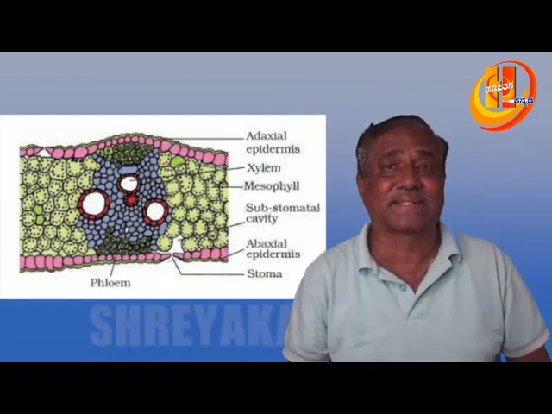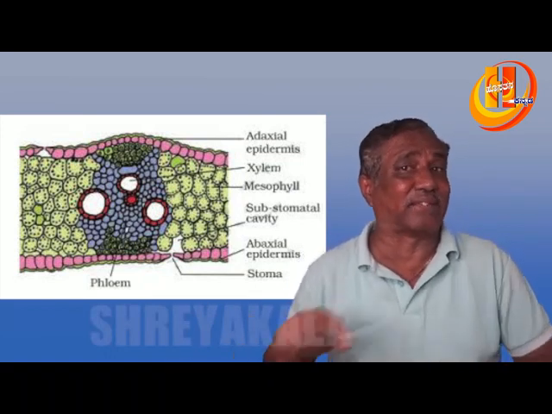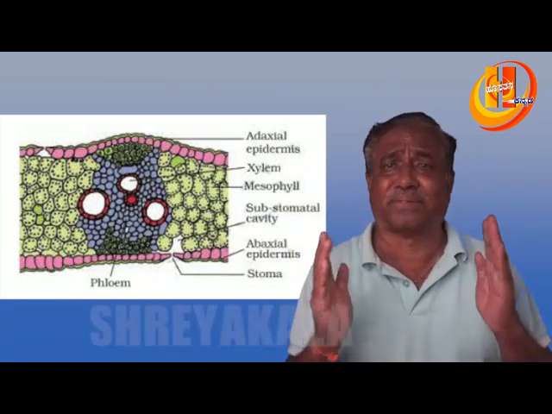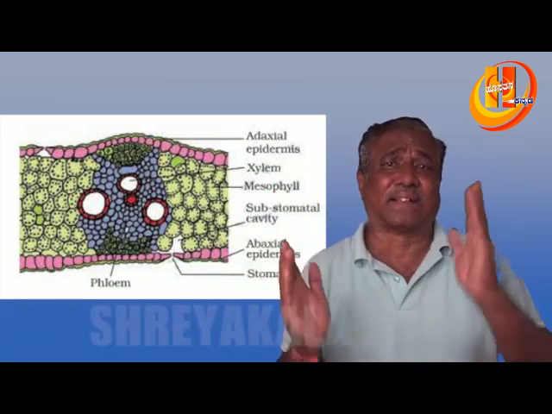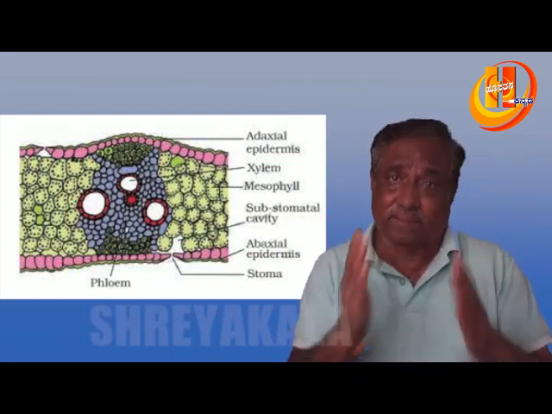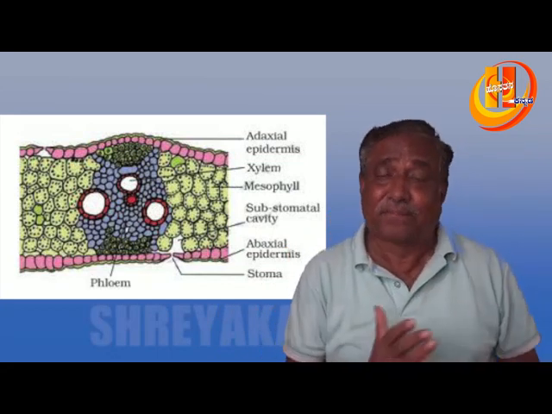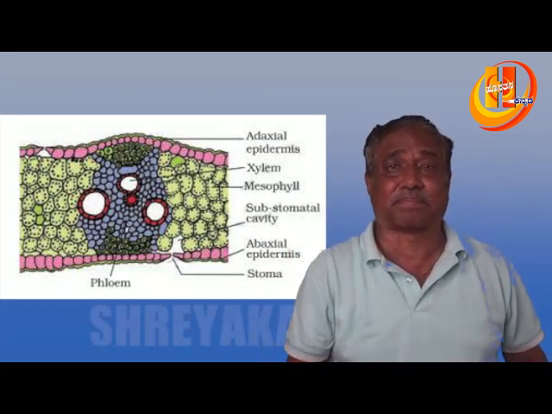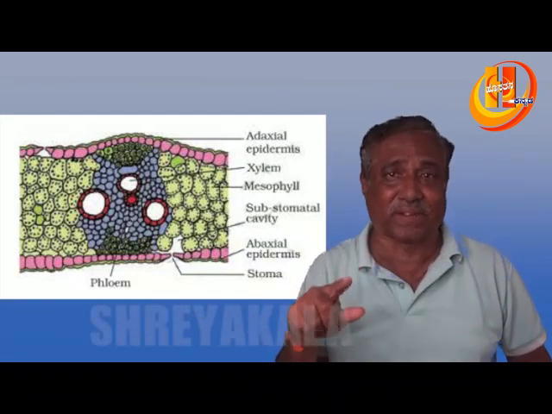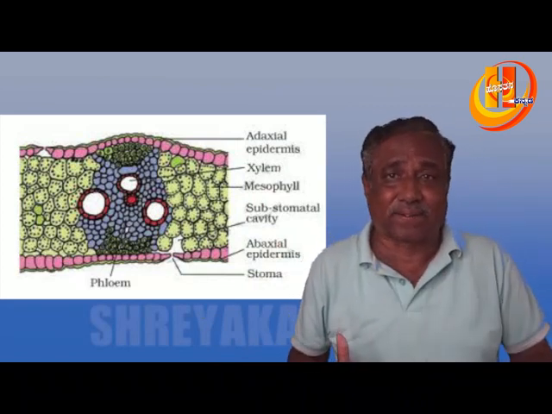In C4 plants, the C4 pathway takes place in the mesophyll and the C3 pathway takes place in the bundle sheath mesophyll. Thus carbon dioxide will be fixed twice, hence this is called the carboxylation pathway, C4 pathway, because carbon dioxide will be fixed twice, that is in the mesophyll and bundle sheath mesophyll. It is also called the Hatch-Slack pathway, named after its discoverers.